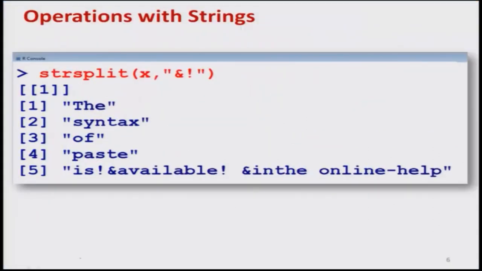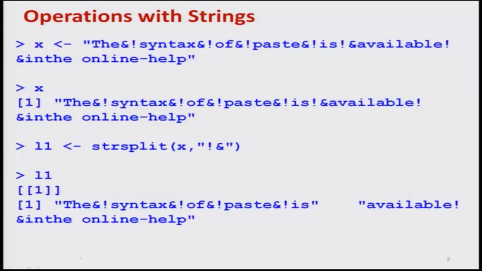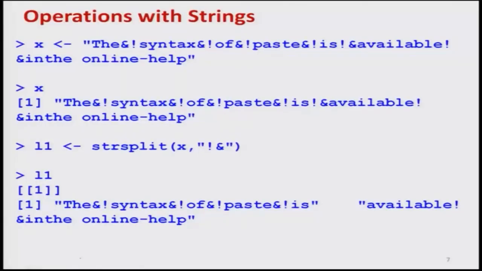Now here is the screenshot of the same outcome. And now we try to see, in the same example, if I want to call a particular element after the string is split, then how to do it. For example, we had a string saying the syntax of paste is available in the online help, and we had split it at a symbol, followed by an exclamation sign, and then we had different types of breakups. Now I want to call one of the elements of that split vector. How to get it done?